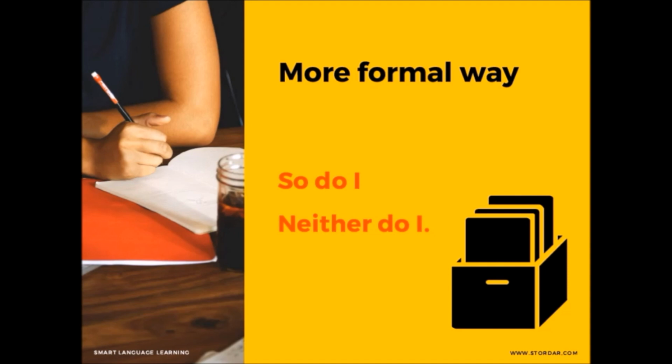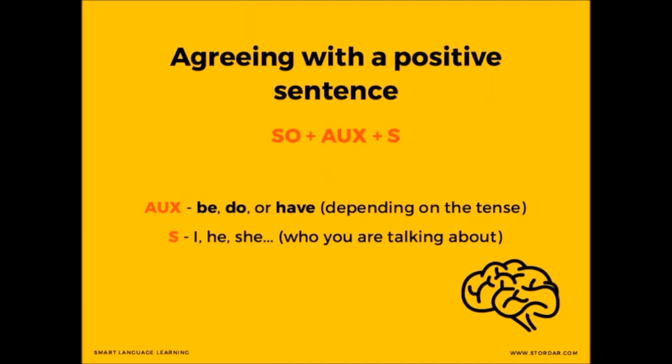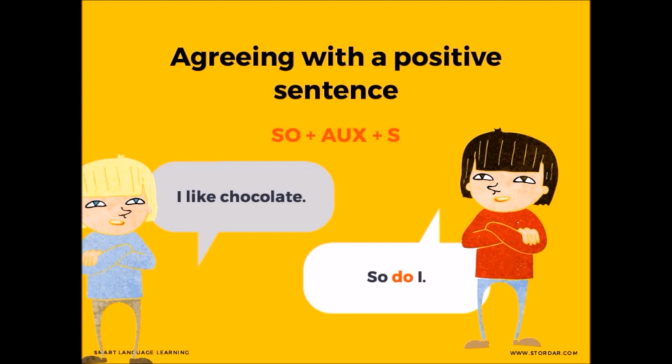You can use mirroring, so and neither structures. What do I mean? To react to a positive statement, you use so plus the auxiliary from your sentence plus the subject pronoun. So instead of direct order, when you say subject pronoun plus auxiliary, you mirror the structure of the main sentence. So for example, I say, I like chocolate, and somebody reacts, so do I. Yeah? So it's a reflection.